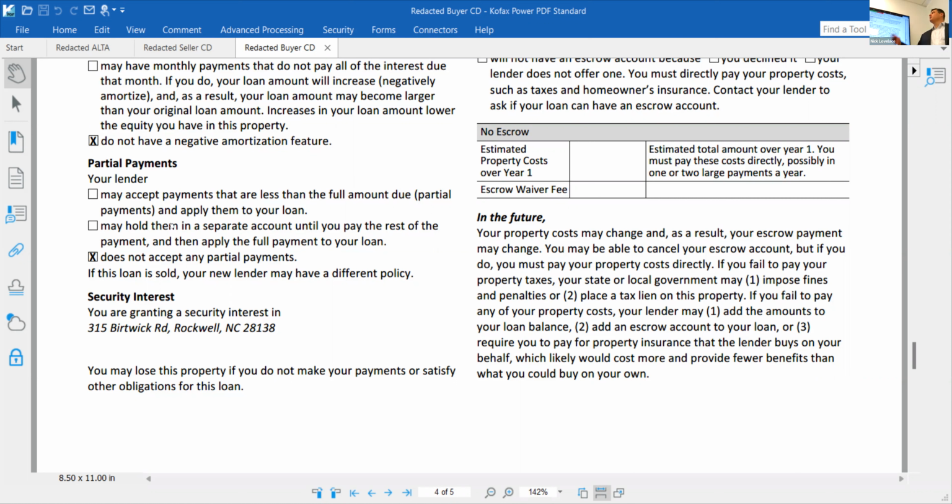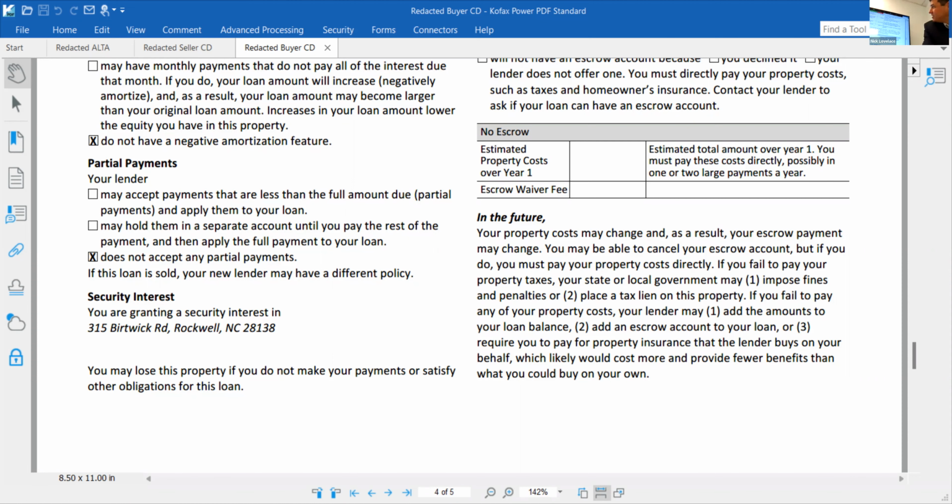So most lenders are not going to say that they're going to accept payments that are less than the full amount due and apply them to the loan. You're just rarely going to see that. And finally, security interest. You're getting a loan, you're granting a security interest because they're going to make you sign a deed of trust, which is security interest on the property. So you can explain to them what that is.